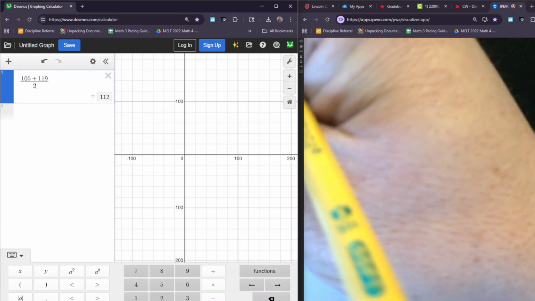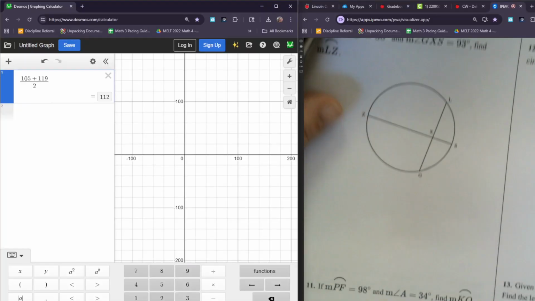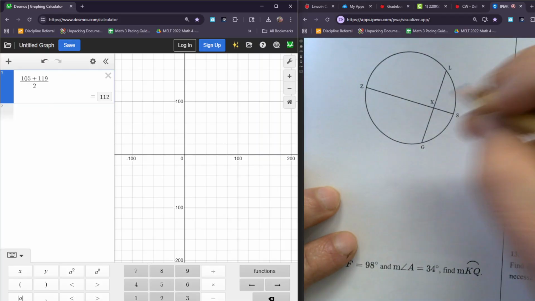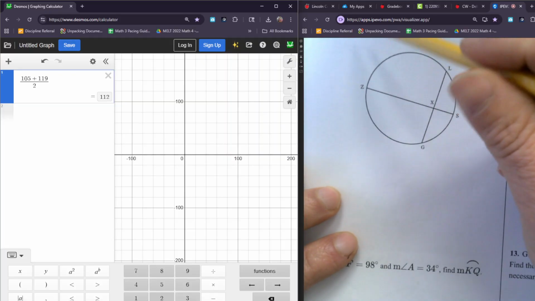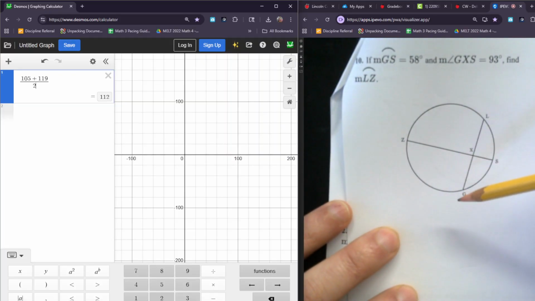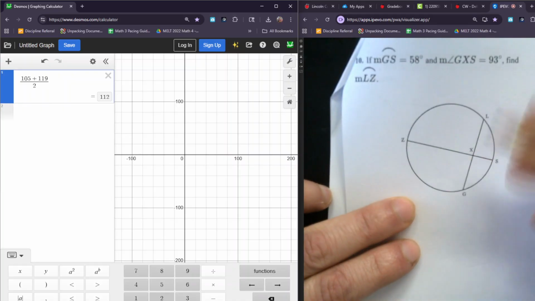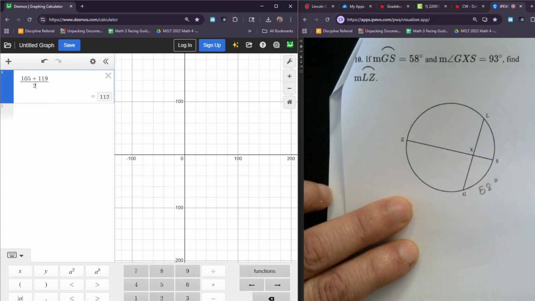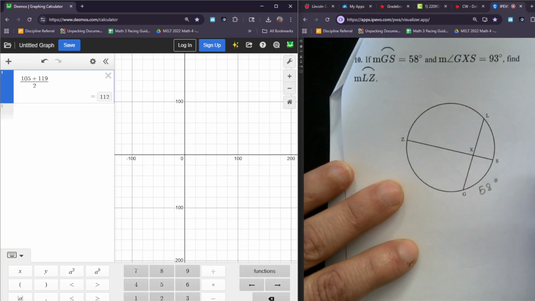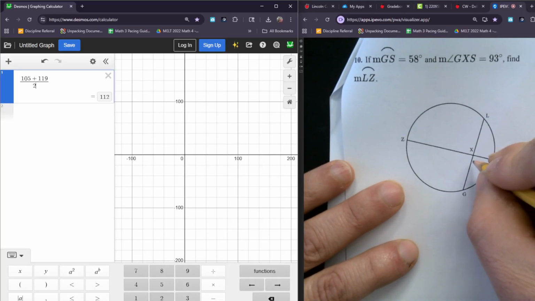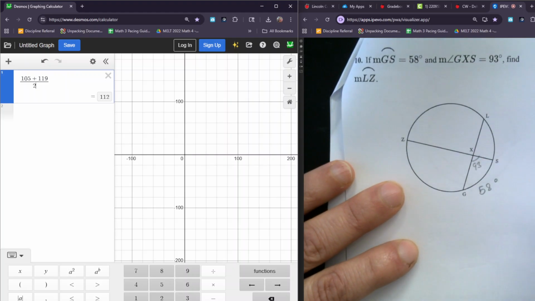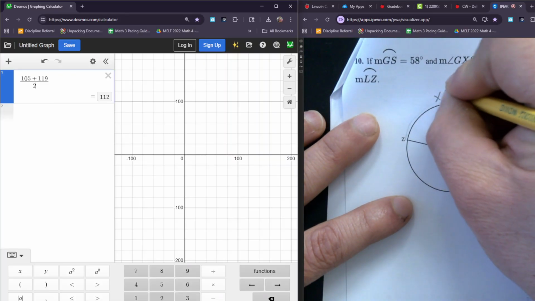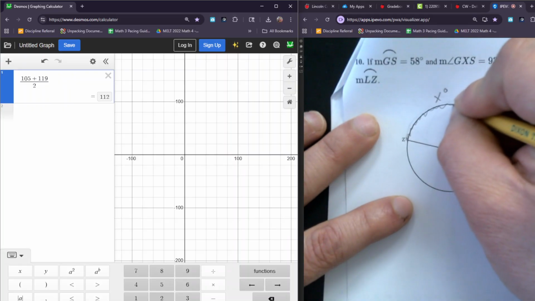Now looking at the next one, this is a central angle again. It says the measure of arc GS is 58 degrees. The measurement of GXS is 93. And then find the measure of LZ, which is this part of the arc right here.